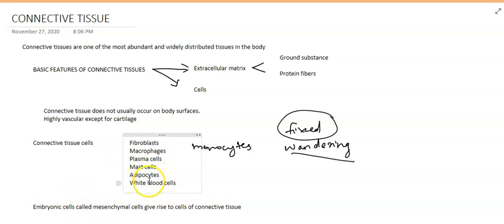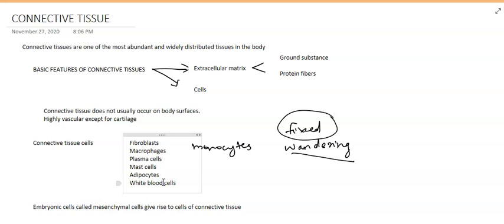Then next is the adipose tissue or adipocytes. Adipocytes are fat cells. These store triglycerides or fats. They are found deep to the skin and around organs such as the heart and kidneys. That means it is a form of energy reserve for our body.